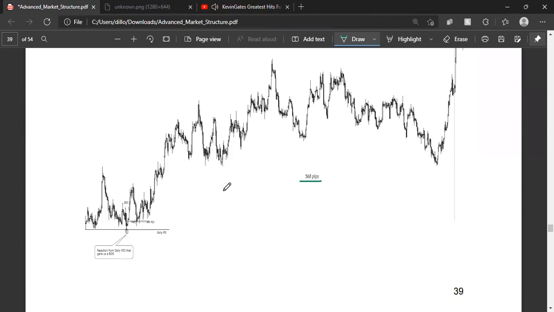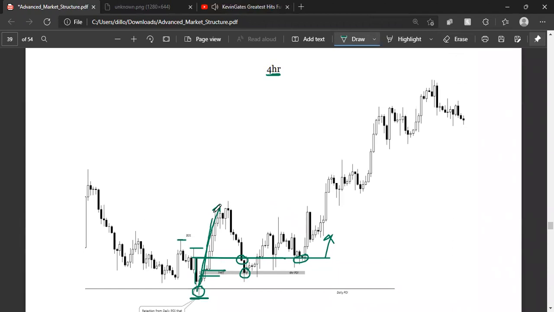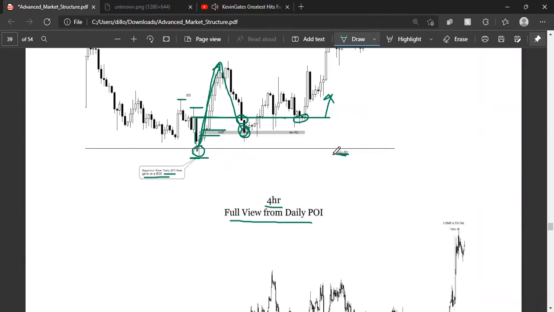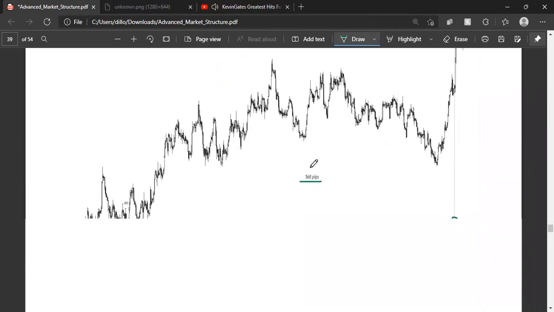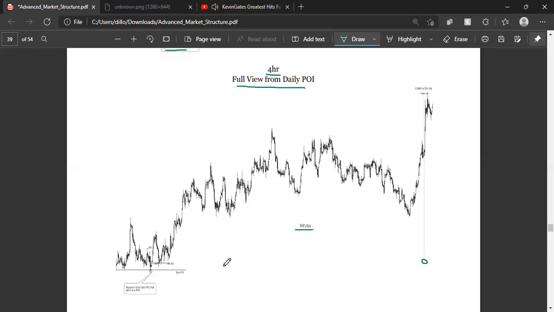So wow, 568 pips. You see, 568 pips from just waiting for a 4-hour break of structure from a higher time frame daily point of interest. So crazy risk to reward on that.